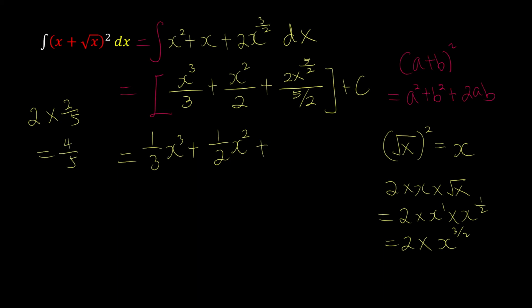So we have plus 4 over 5, because when we divide by a fraction, it becomes times, and then the fraction is flipped. So then we have 4 over 5 x power of 5 over 2 plus c, then we are done.